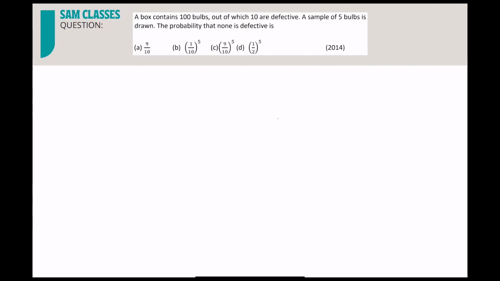What we have here is a box that contains 100 bulbs. 10 are defective. So how many are good? 90 are good. What is the probability of getting a defective bulb? 1 by 10. And probability of getting a good bulb? 9 by 10. Okay. Correct.